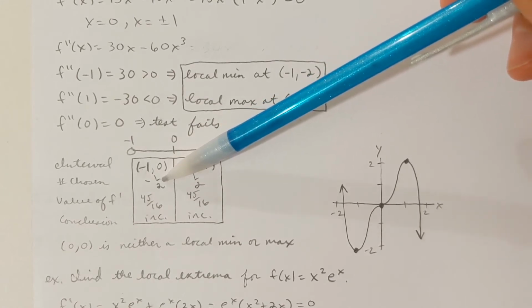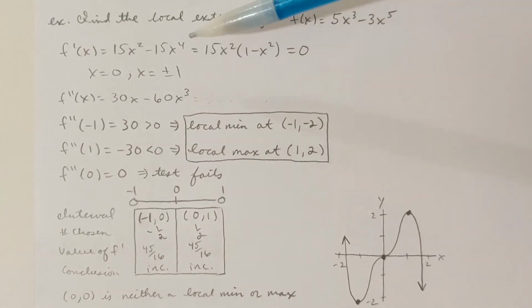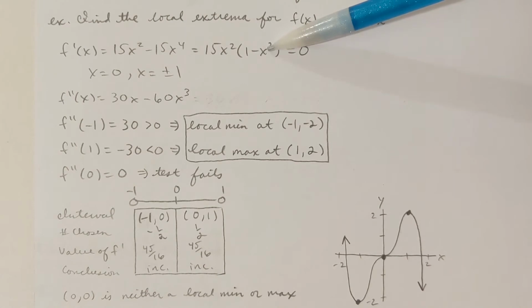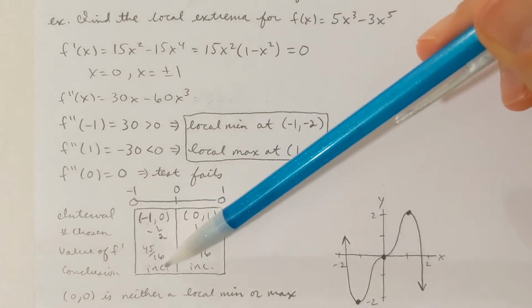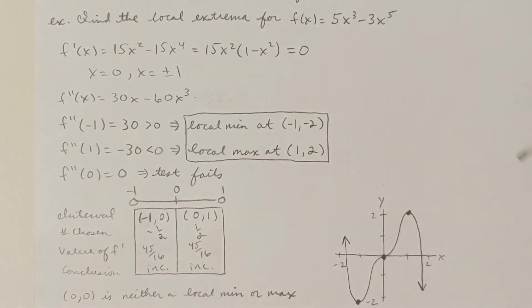So negative 1/2 is one number in this first interval. If you plug negative 1/2 into f prime, negative 1/2 squared is 1/4, times 15 would be 15 over 4. 1 minus 1/4 is 3/4. 15/4 times 3/4 would be 45 over 16. That's a positive, so that means that we're increasing on that part of the graph.